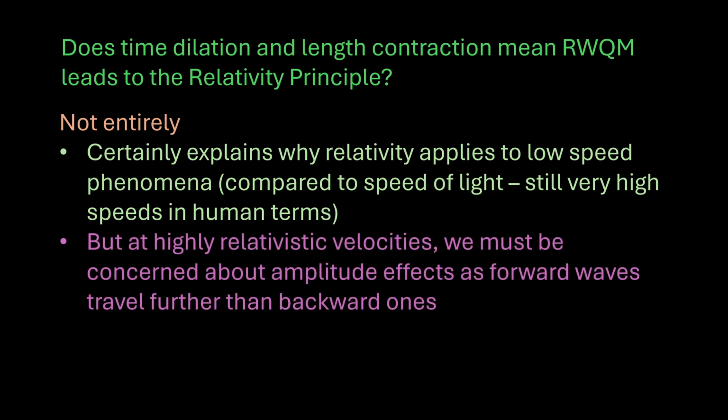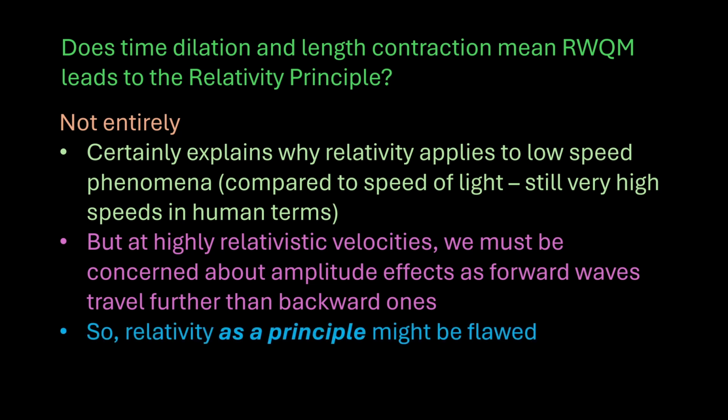But at highly relativistic velocities, we must be concerned about amplitude effects, because spiral waves have to travel further in the forward direction than in the backward direction. We seem to be showing that special relativistic behaviour is to be expected, but it might be a step too far to have a relativity principle, as in the laws of nature are the same for all inertial observers. But I don't know about this. It needs more work than I am able to give it.